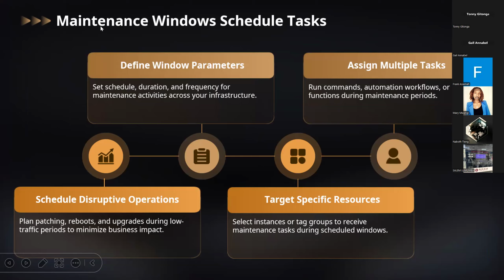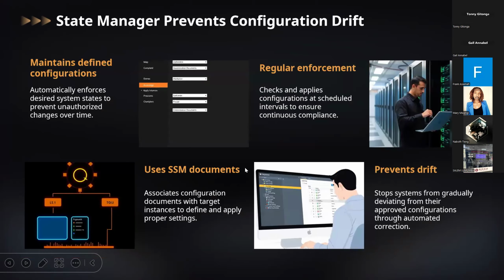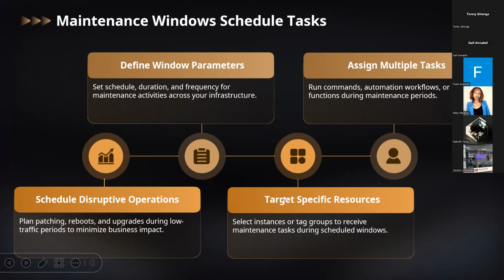Maintenance window schedule. Maintenance window schedule defines window parameters, set schedules, duration, and frequency for maintenance activity across your infrastructure. Schedule disruptive plans, patching, reboots, and upgrades during low traffic periods to minimize business impact. Assign multiple tasks, run commands, automation workflows, or Lambda functions during maintenance periods. Target specific resources. Select instances or tag groups to receive them.